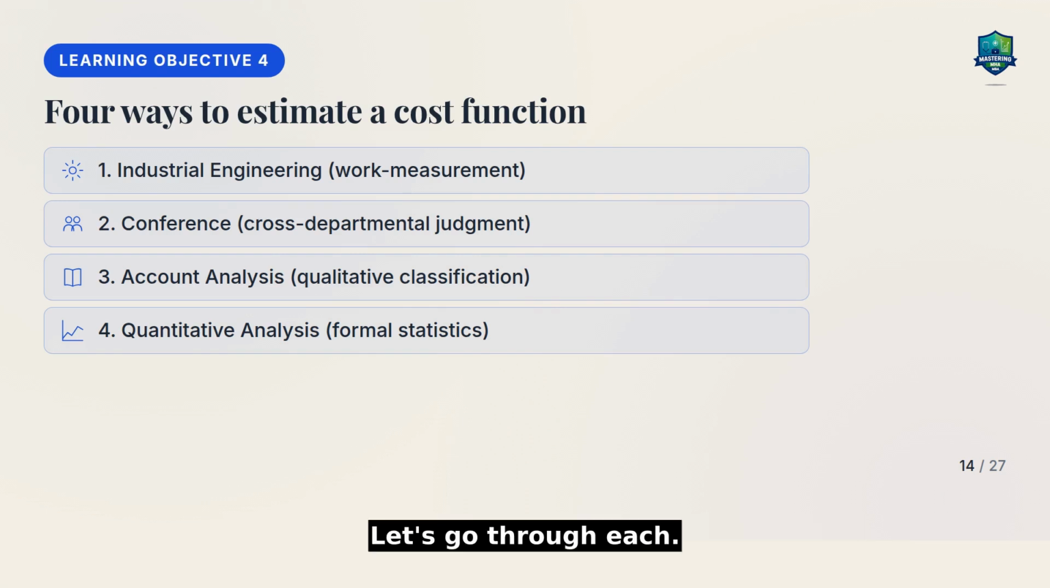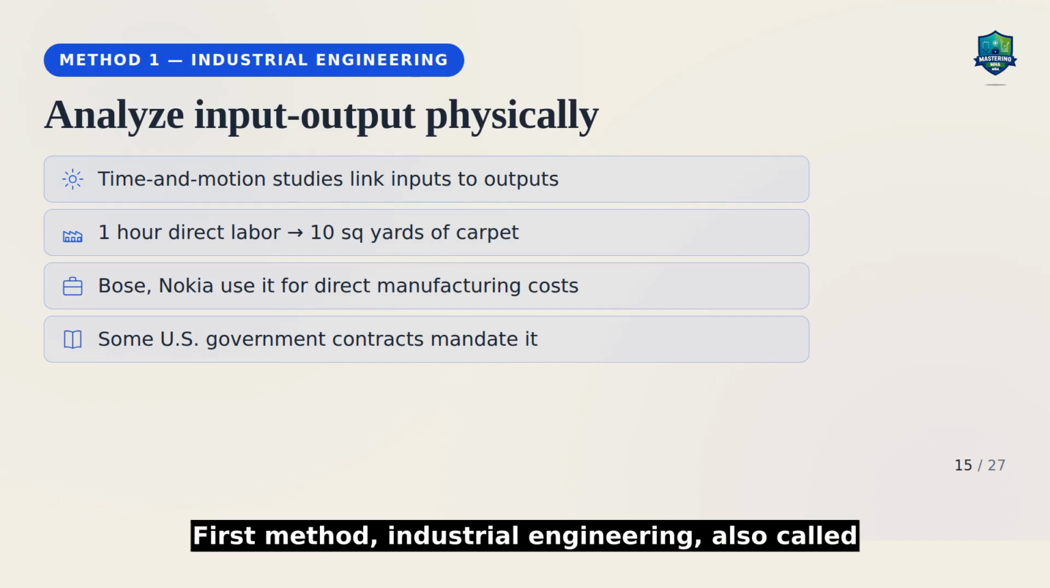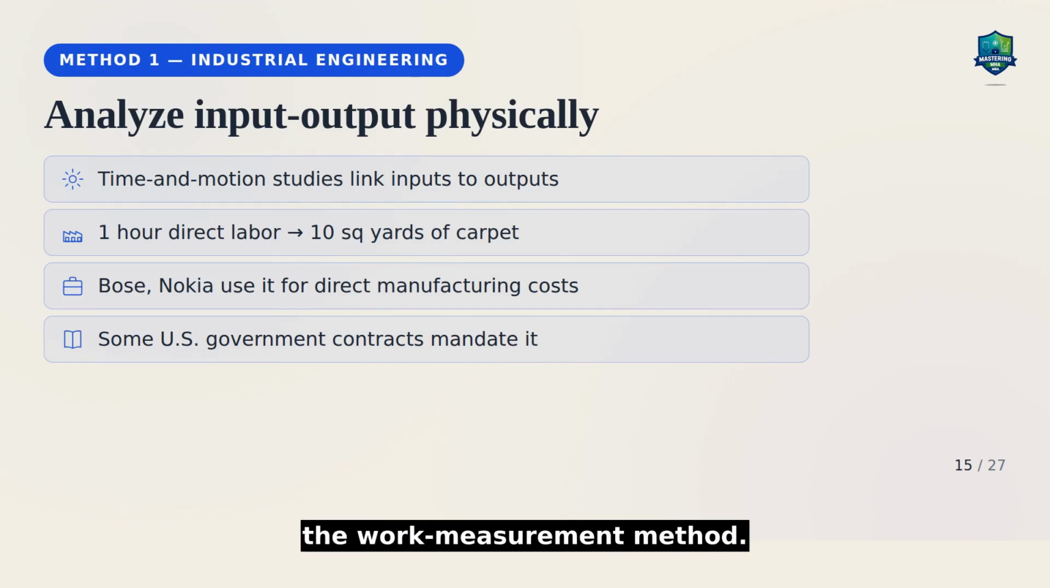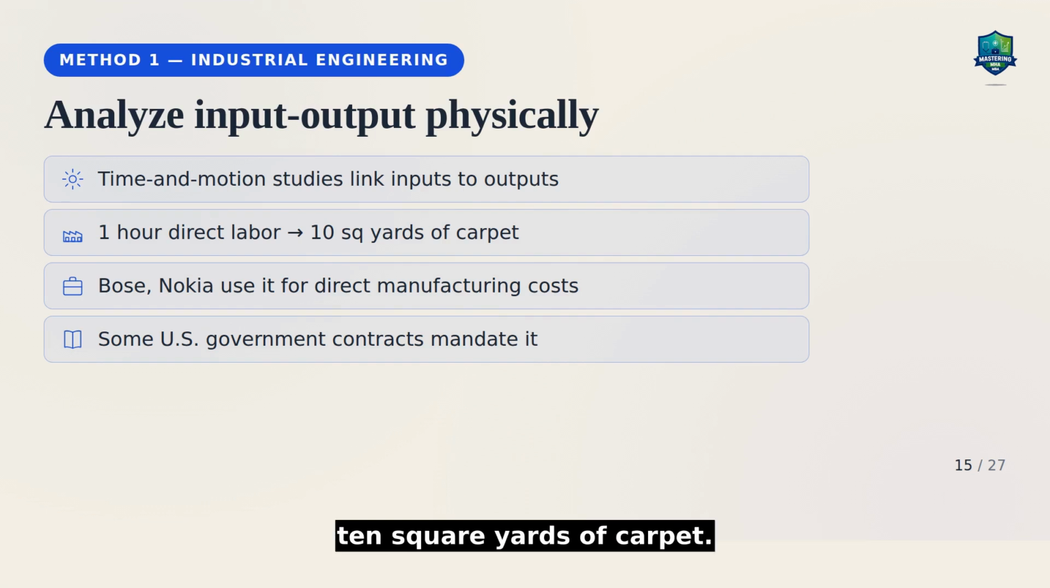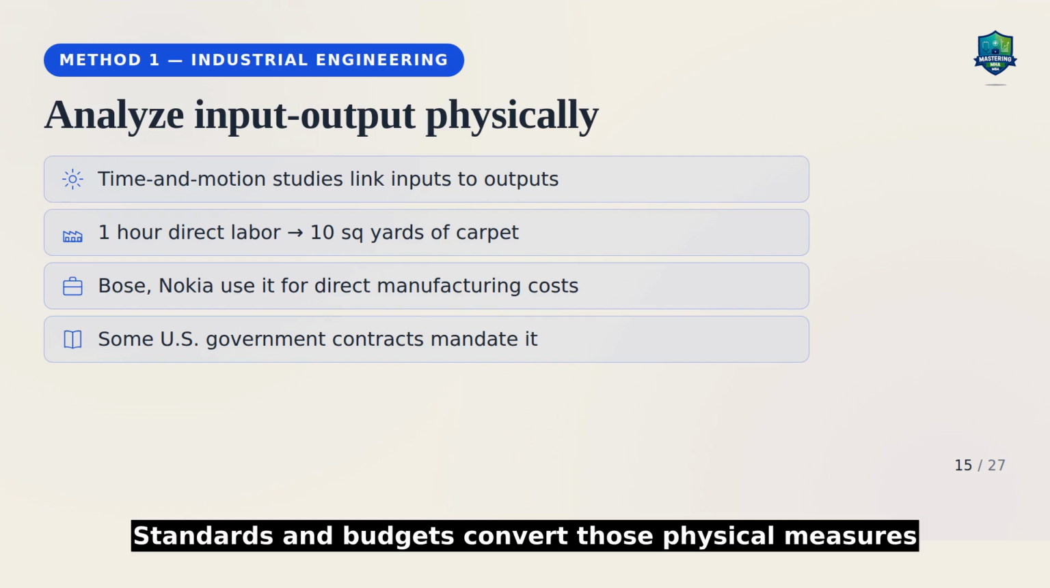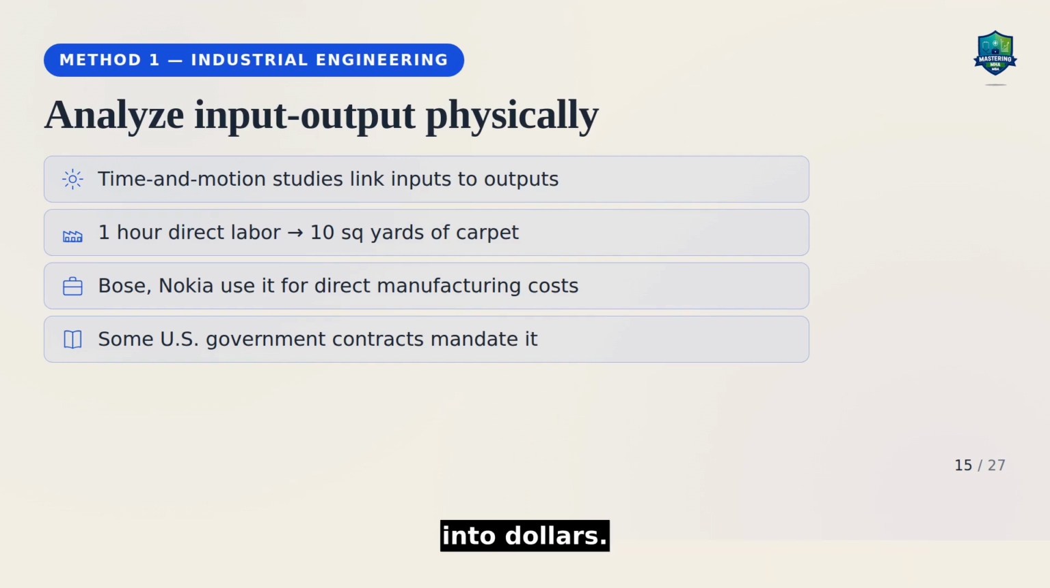Most organizations use a combination, and Datar and Rajan recommend using more than one as a check on the others. Let's go through each. First method, industrial engineering, also called the work measurement method. It estimates a cost function by analyzing the physical relationship between inputs and outputs. At Elegant Rugs, time and motion studies might show 1 hour of direct manufacturing labor produces 10 square yards of carpet. Standards and budgets convert those physical measures into dollars.